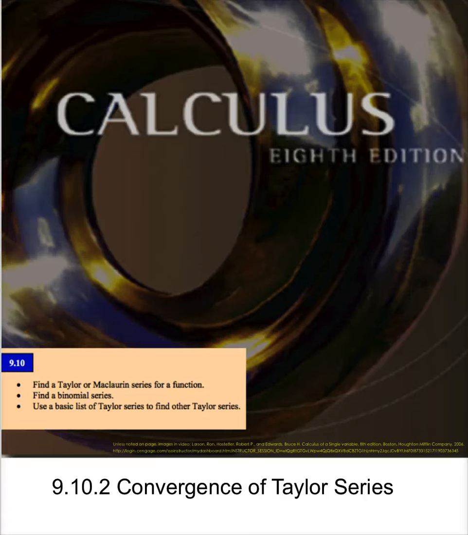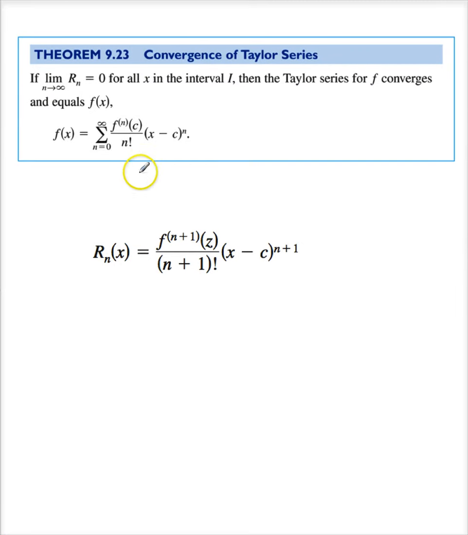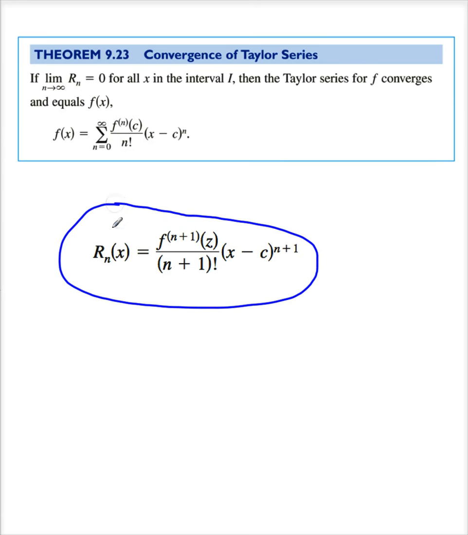When does a Taylor series, or Maclaurin series for that matter, converge? It turns out that if the limit as n approaches infinity of the remainder is equal to 0, then the Taylor series converges and it equals the function itself. Remember, the remainder R sub n is the n plus first derivative, the next derivative, evaluated at some point z in my interval, times x minus c to the n plus 1 divided by n plus 1 factorial.